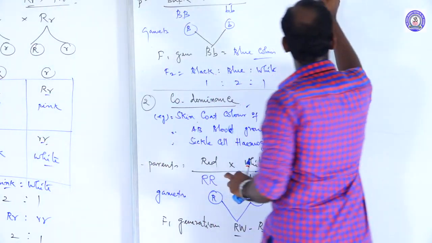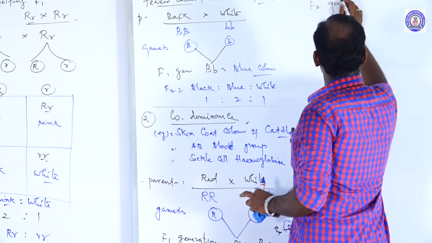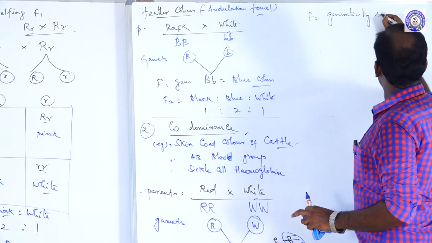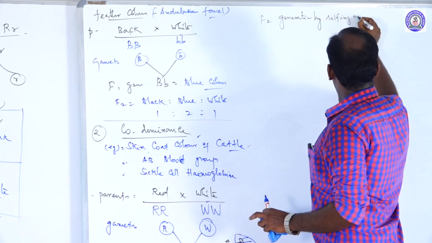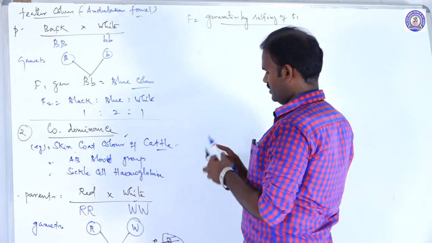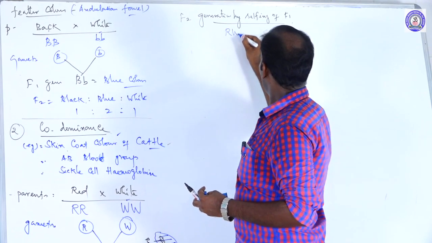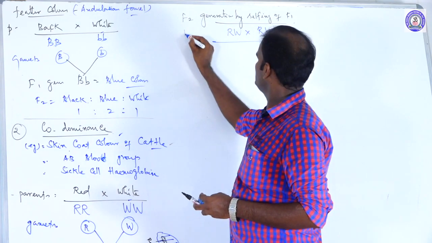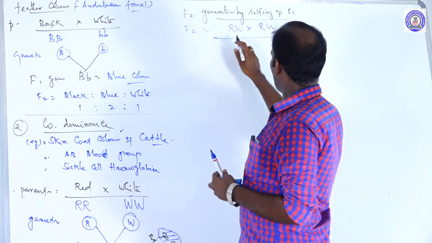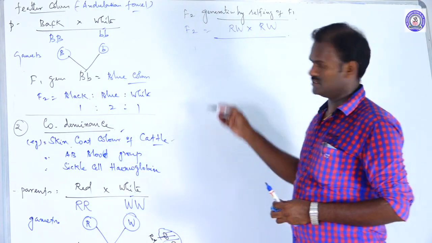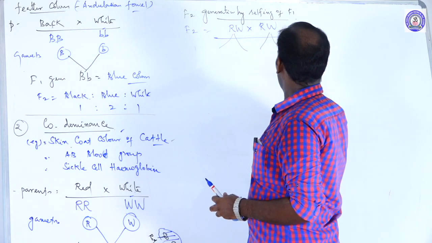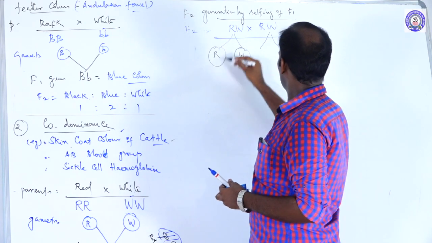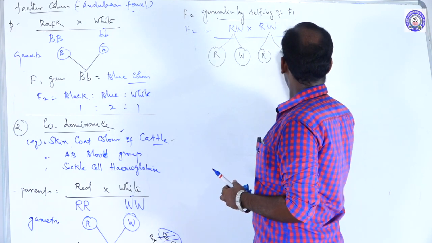If you obtain the F2 generation by selfing of F1, you know what the F1 actually is? Capital R, capital W crossed with capital R, capital W. These are the parental characters. We have two generations, so both are heterozygous. The F1 hybrid is always heterozygous. So there are two gamete possibilities: here capital R, capital W, and here also capital R, capital W.